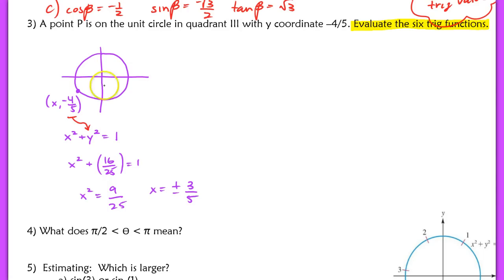Now, think about the fact that it's lying in that 3rd quadrant. This x value has to be negative, right? This has to be a negative coordinate. So, we're going to use negative 3/5 for the x value, so we're going to toss out the positive, okay? And now you guys can go ahead and evaluate your 6 trig functions using the coordinate negative 3/5, negative 4/5. So go ahead and practice that and check with the key.